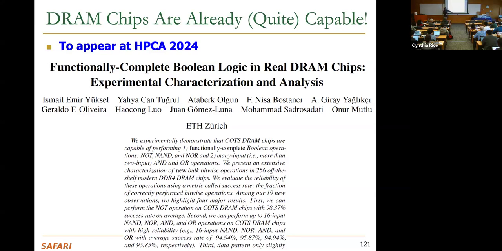So this is fascinating. Of course, it's not perfect, meaning clearly DRAM chips are not designed for this purpose. We're violating the timing parameters, right? But we get quite high success rates, meaning like 98% of the bit operations actually are correct.